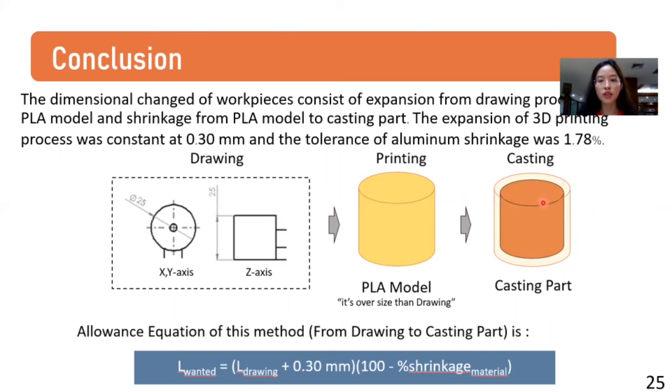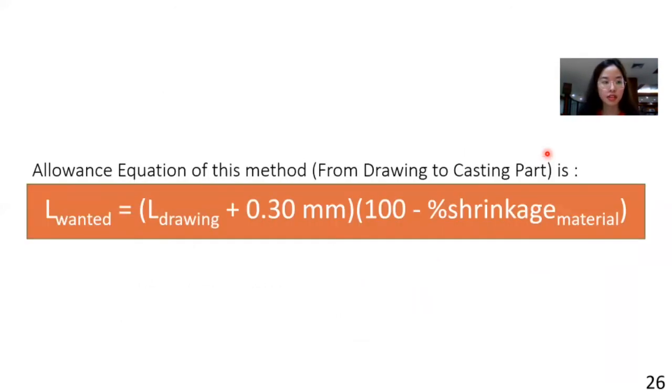The expansion of the 3D printing process was constant at 0.3 millimeters, and the tolerance of the aluminum shrinkage was 1.78%. This result lets us prove the allowance equation as shown. This equation will be useful for those who wish to create a personalized metal casting fitted to their purpose. These are examples of workpieces that we have created by using the lost PLA process with the allowance dimension for the precise artificial bone.